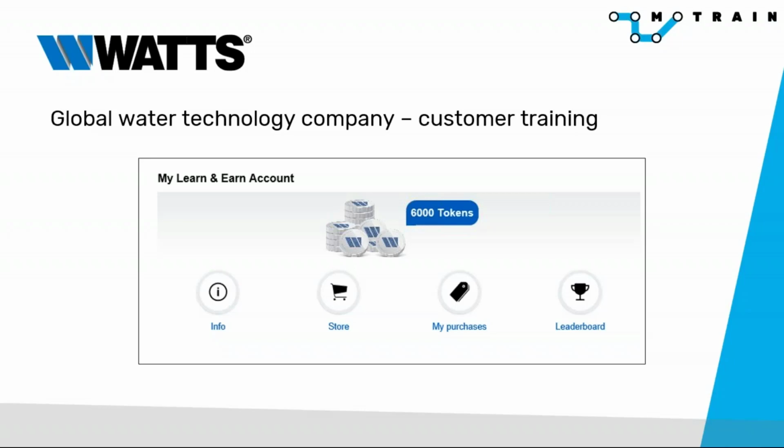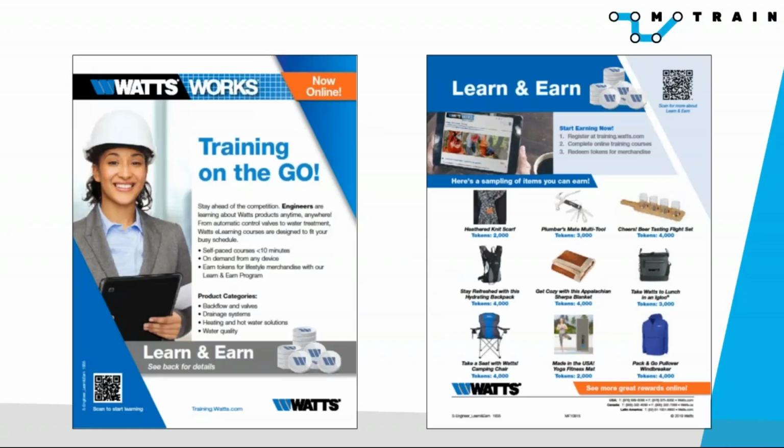And they've started out what's called the Learn and Earn program. And they're targeting contractors, plumbers, engineers, wholesalers, distributors. And the way their program works is that when customers enroll in their program and do the training, they can earn these tokens that can be spent on the Watts branded merchandise. And so what they've done is they've brought in their whole marketing team and got them involved in looking at what kinds of, in this case, items that can be put into the store and be purchased by these customers.